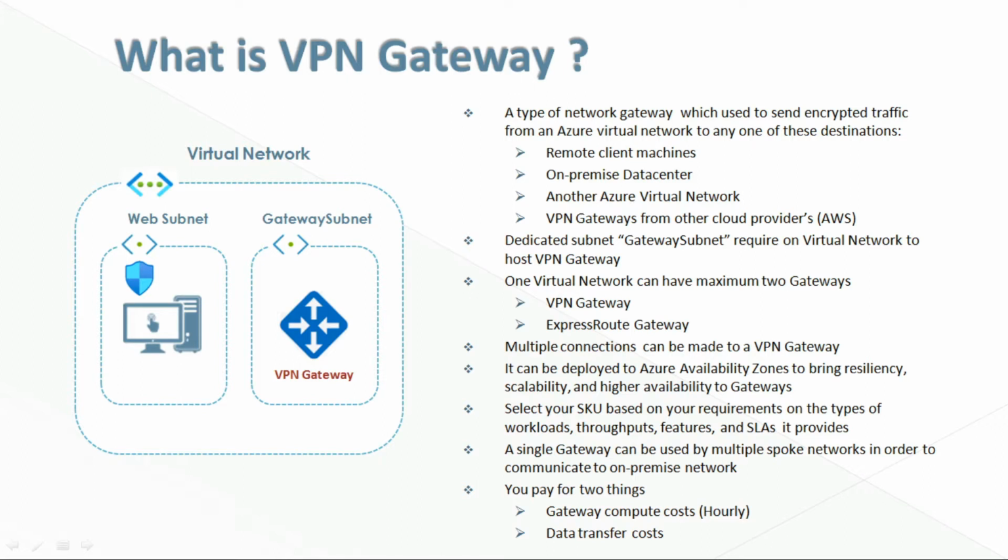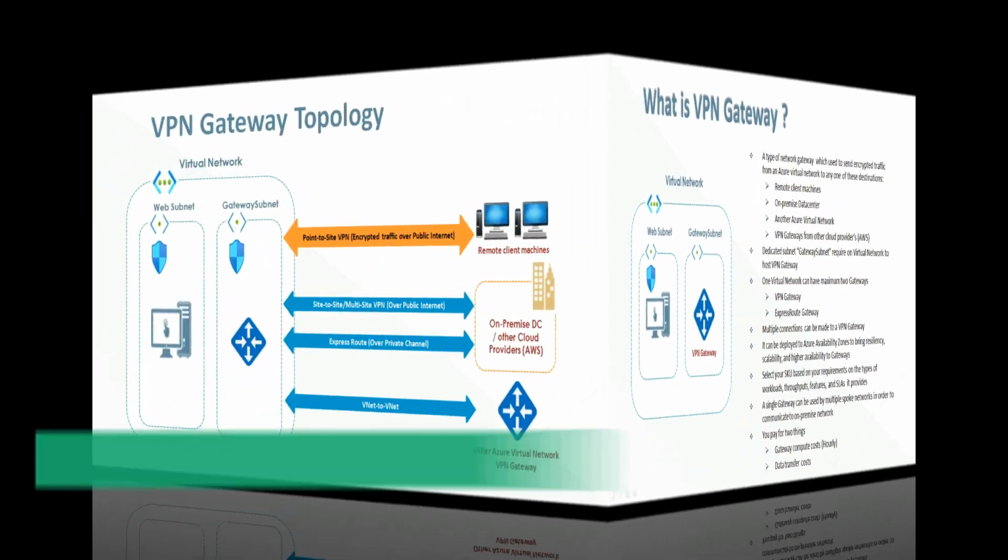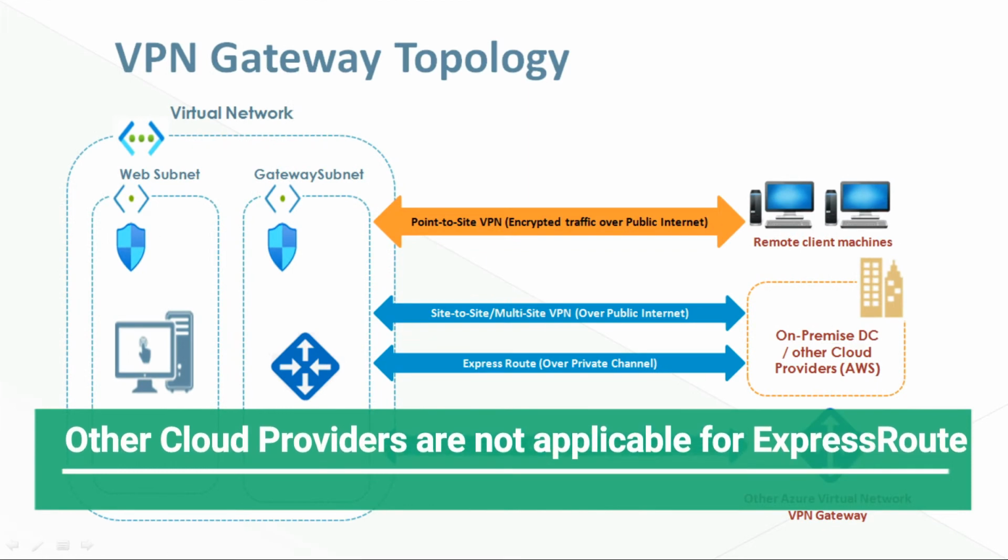In a hub and spoke model, multiple spoke networks can utilize a gateway from the hub network in order to communicate with the on-premises network. In the case of a gateway, you need to pay for two things. One is the gateway compute cost, which is calculated hourly, and the other is the data transfer cost. It depends on where you are transferring the data to, whether it is the same region or a different region.